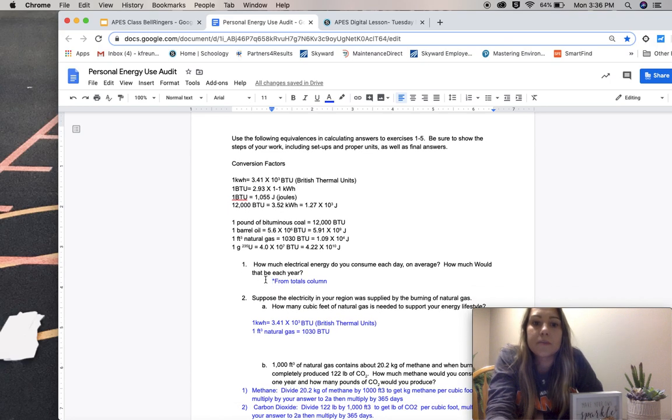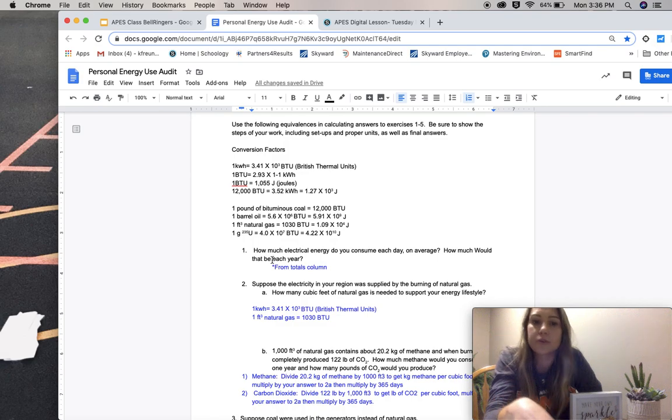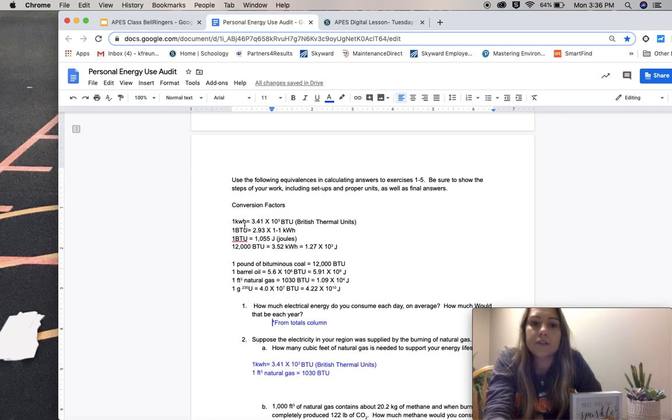Your numbers are going to be used in each one of these, so you have to do this in order. For example, we're going to use the annual total from number one in other questions below. So you definitely have to do this in order. I listed all of the conversion factors that you may need to use. You might not use all of them, but these are all the possible conversion factors you might need.